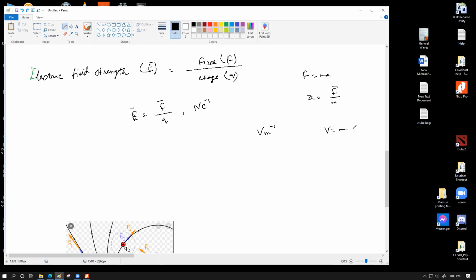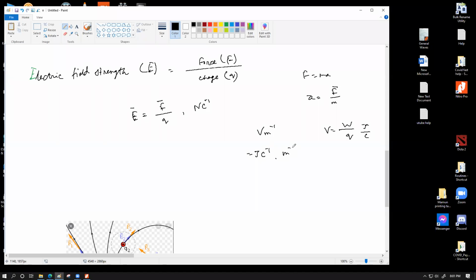V is given by the definition of voltage, W by Q. So if I tell you the definition, the voltage of a certain point tells us how much work has to be done to bring a unit positive charge from infinite distance to that point. So work done over charge gives us the definition of voltage. The unit of this one is joule, this one is coulomb. So I can replace volt with joule per coulomb.